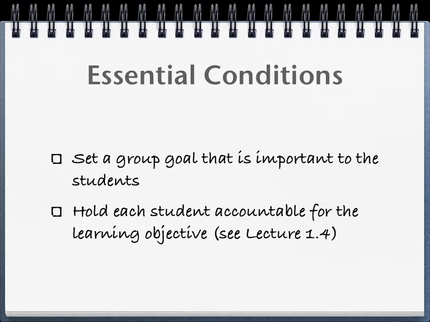There are some essential conditions that you also need to consider. You need to set a group goal that is important to the students. What do the students need to learn? And that is relevant and real. Is it how to multiply in multi-steps? Is it solving multi-step word problems? You want to set a group goal that is important, real and relevant to the students. You also want to hold each student accountable for the learning objective. Again, we want our students to take responsibility and accountability for their own learning.